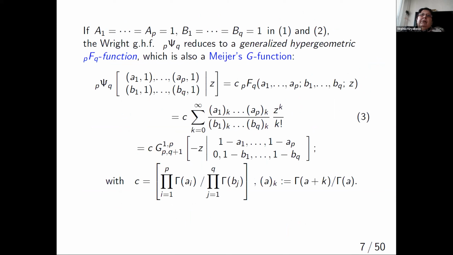And especially when the capital parameters A and B are all one or rational, then the H-function reduces to the G-function, and the p-psi-q function is reduced to the more popular pFq function, you see. So in some cases, we can work with simpler special functions, which are the classical special functions. Next.